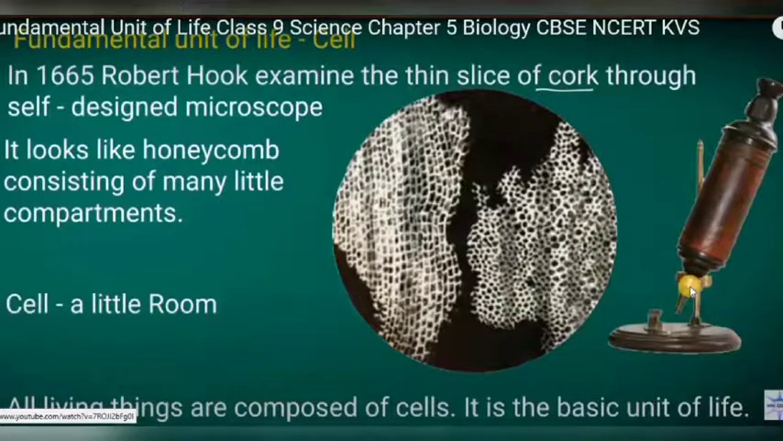In 1665, Robert Hooke was the scientist who first observed a cell in a slice of cork through his self-designed microscope. In the microscope, it looked like a honeycomb, which consists of many little compartments. Here you can see in the video a microscopic view of the slice of the cork.